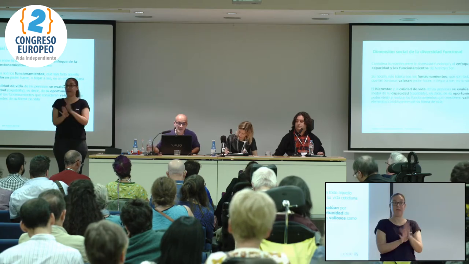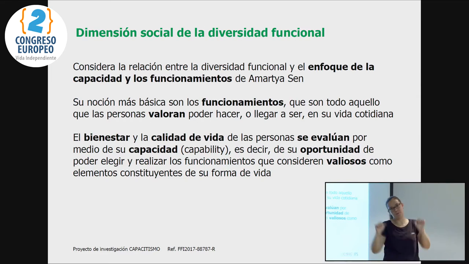And so now we're in the fifth dimension. We're close to the end of my intervention. This is what I call the social dimension, and it has to do with how social or functional diversity is closely linked to Martinson's focus on capacities and functioning. We're talking about Amartya Sen, and I think that his teachings have a lot to do with functional diversity.